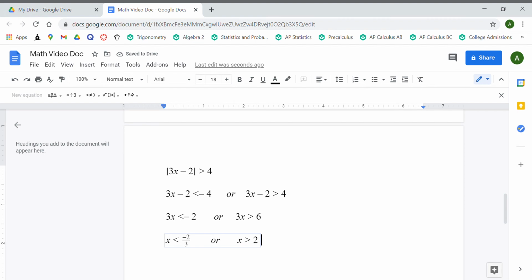And that's pretty much simplified because we're working with OR inequalities. We do not need to combine these any further. So this is our solution set.